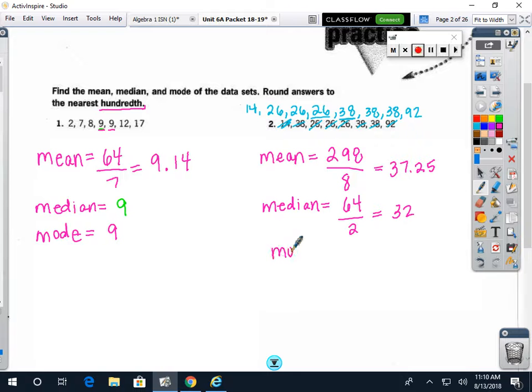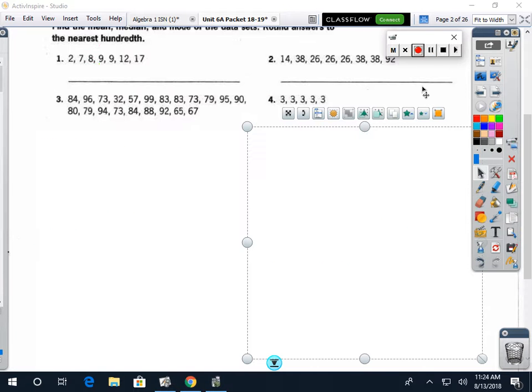Okay, now for mode. Is there a mode, a number that occurs the most? Okay, so since we have 2 numbers that occur the most, what do we call that? Bimodal. Good, bimodal. Okay, now what I want you to do is I want you to try 3, 4, 5, and 6 by yourself. Mean, median, and mode. Is there anybody who would like to try number 3, 4? Okay, Tavis, you want to give it a try?